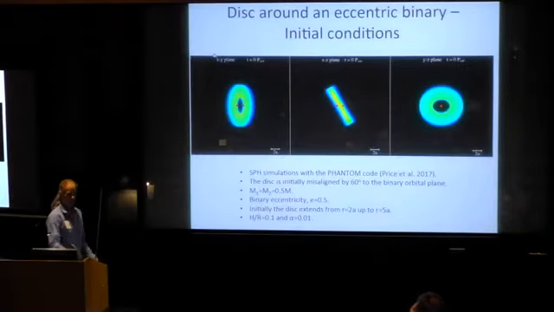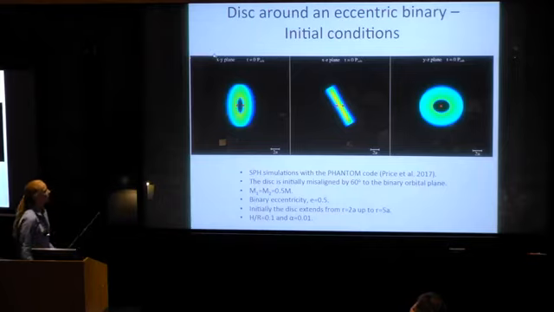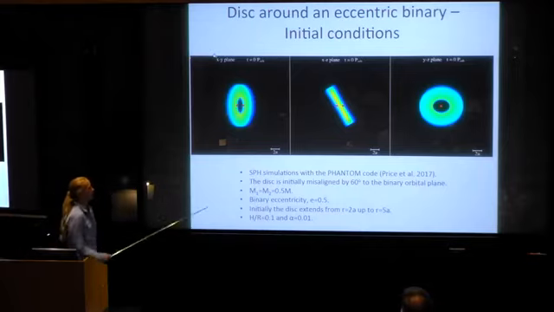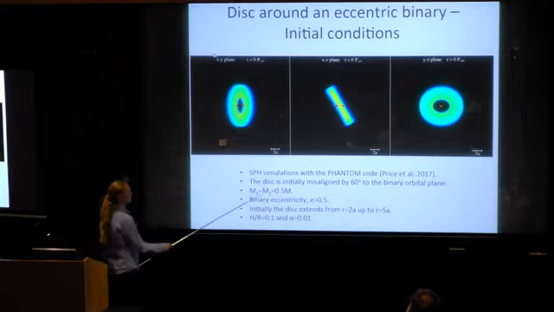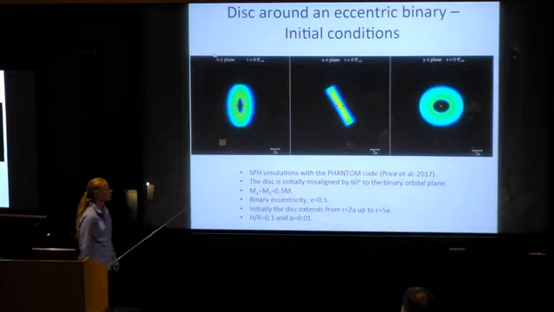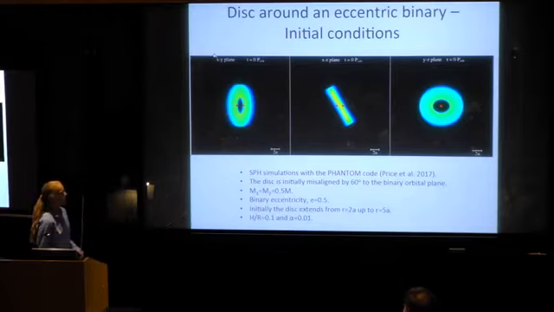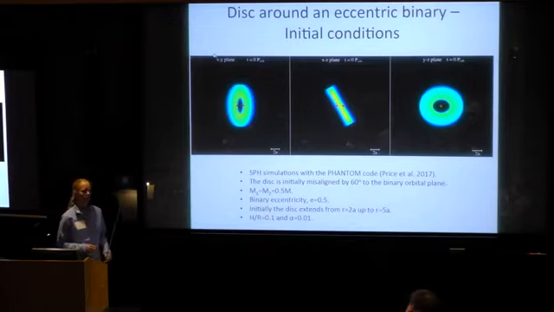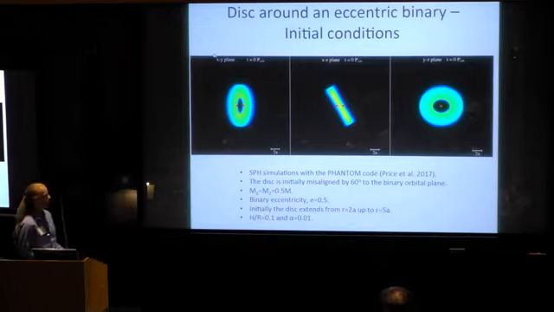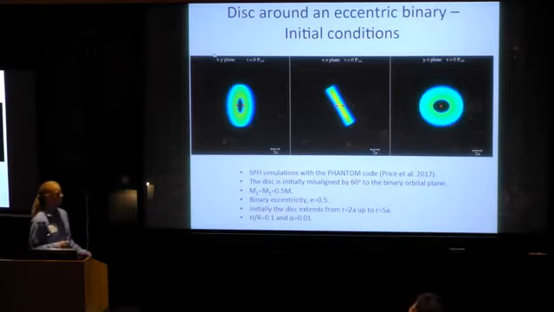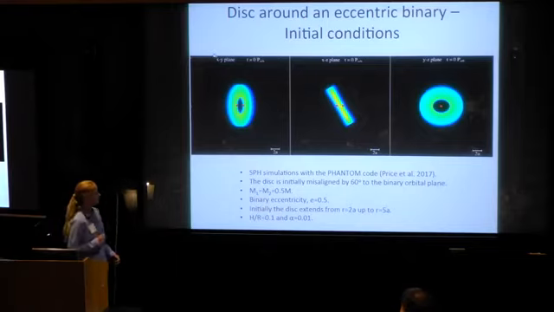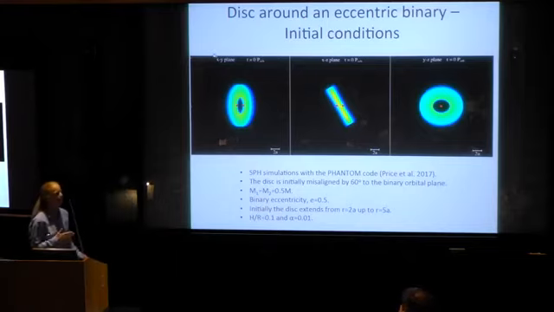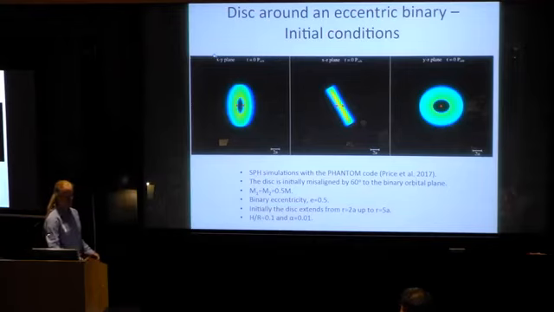Okay, so this is the initial setup for one of my simulations. I'm using the Phantom code written initially by Daniel Price. The disk is initially misaligned by 60 degrees to the binary orbital plane. These three images just show different views of the same object. I have an equal mass binary, the eccentricity is 0.5. It's a relatively narrow disk, so it extends from twice the binary separation up to 5 times. I take H over R, the disk aspect ratio, to be 0.1 at the inner edge, and alpha of 0.01.